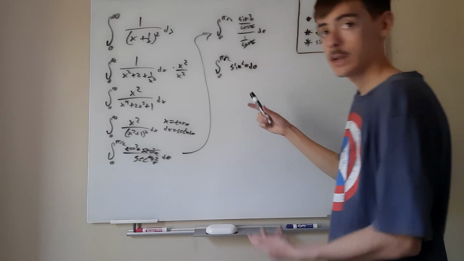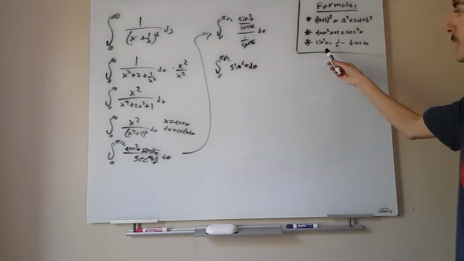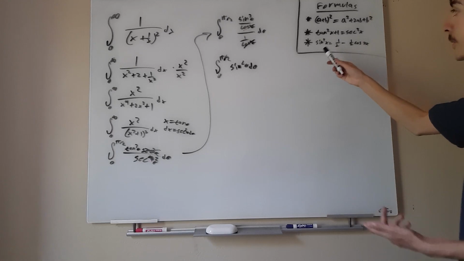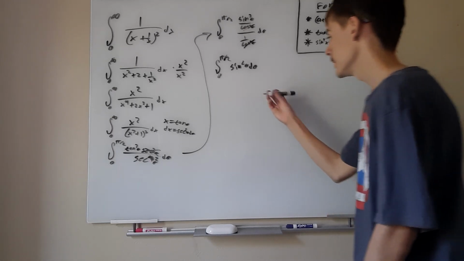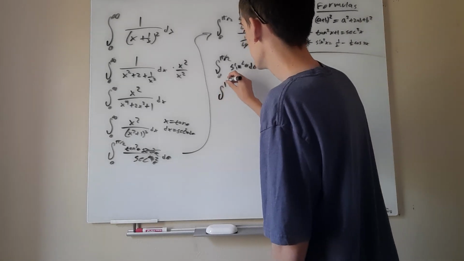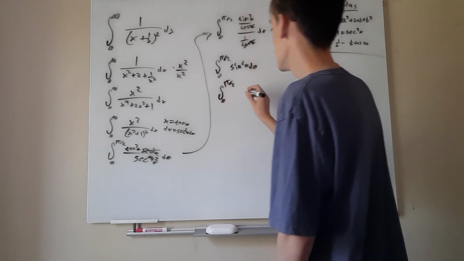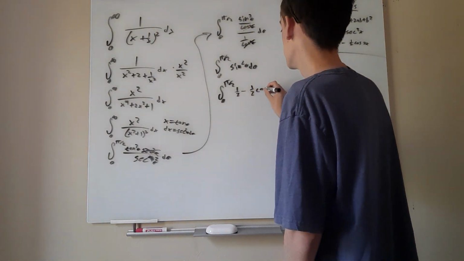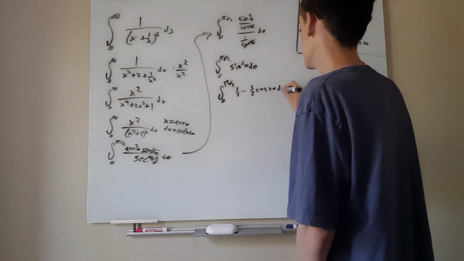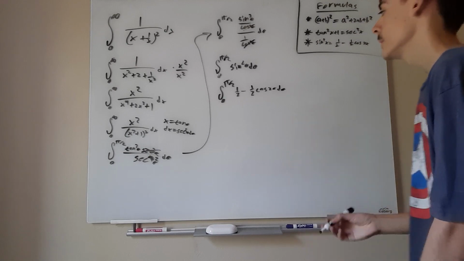And this actually isn't terrible to integrate. We have a formula right here. Sine squared of a variable, in our case theta, equals 1/2 minus 1/2 cosine 2 theta. So let's rewrite our integral as that. So the integral from 0 to pi over 2 of 1/2 minus 1/2 cosine of 2 theta, d theta. And now we can just integrate this as it is.